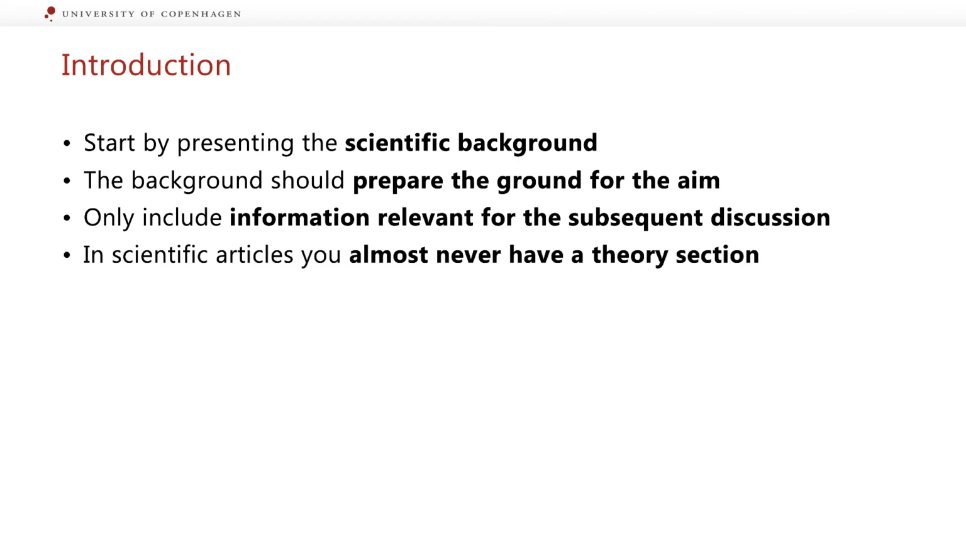And in scientific articles, you almost never have a theory section. You only have a short introduction describing the most important literature within the field, those that are specific for your aim or your hypothesis. So it's not actually a theory section that you write. The introduction leads to your objectives. So you should build up to that point where you're stating your objectives, your aim and hypothesis, and that should really be short and crisp.